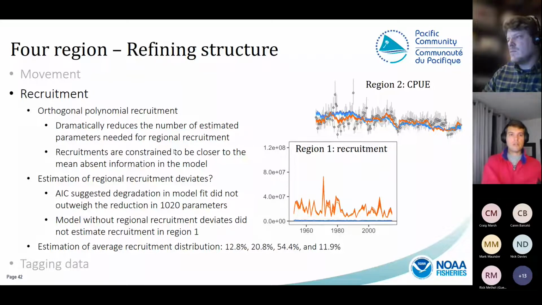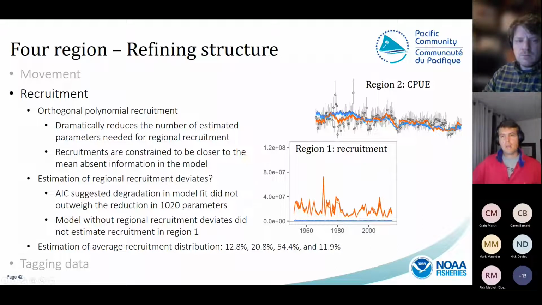We also looked into whether or not we needed to estimate those regional recruitment deviates. Again, that's a lot of parameters, and when we turn the estimation of that on and off, model selection criteria actually said that the degradation in fit did not outweigh the reduction in all those parameters. So AIC would have supported not estimating the regional recruitment deviates.